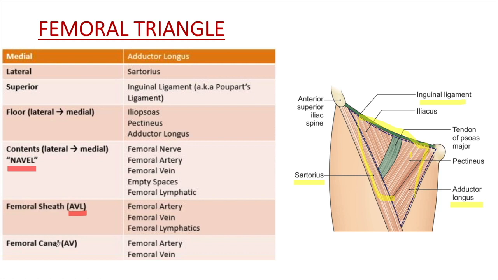Next is the femoral canal. That is the femoral artery and femoral vein. The upper end of the femoral canal is called the femoral ring.